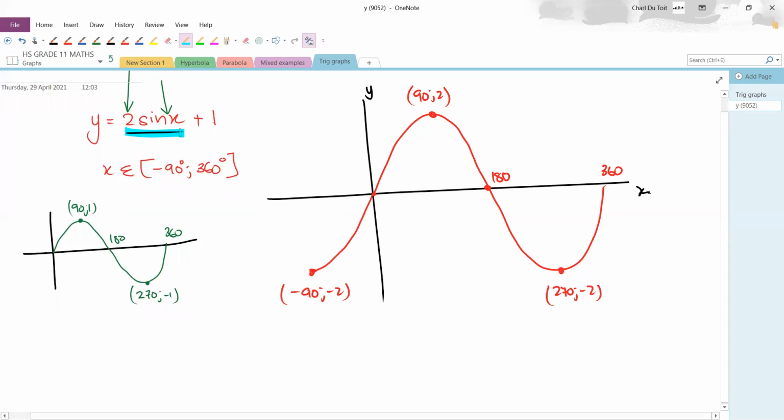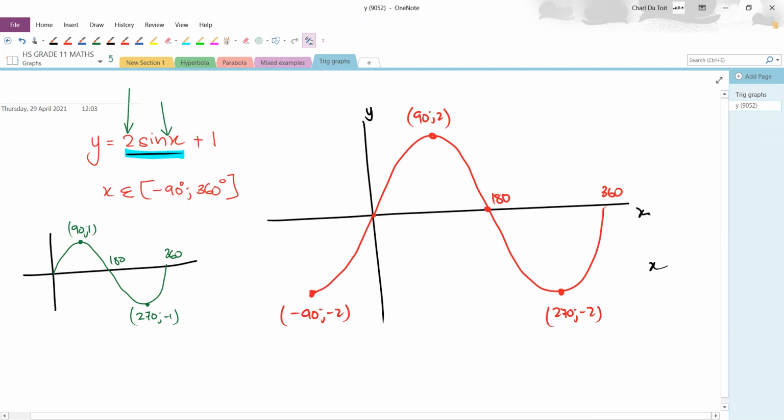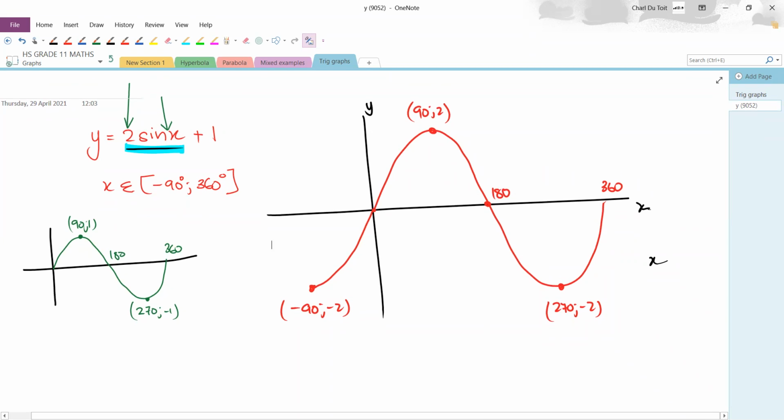So certain students move the graph up, or they move the x-axis 1 down. That's another way of doing it. You can actually just do this. So certain students, instead of moving the graph up, they take the x-axis and move it 1 down. I don't like that method a lot, so I'm not going to teach it to you. I'm rather going to move the graph up 1 unit.